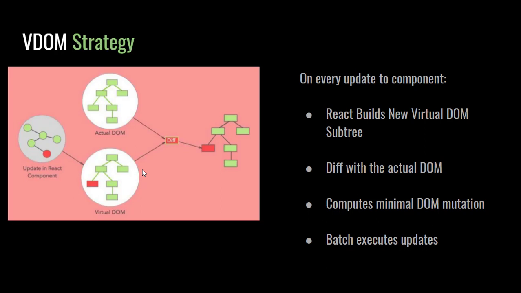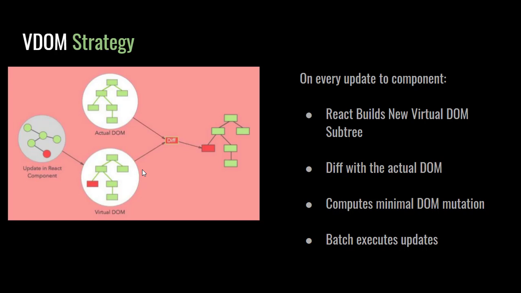So the strategy here is on. What we need to remember is that on every update to a component, React builds a new virtual DOM subtree. It does diffing with the actual DOM. It computes the minimal DOM mutation and then batch executes updates. So what that means is that it's not always going to update when you expect it to at that point in time. It tries to batch as many updates as it can and then refresh. Not that there's going to be a very big delay. You may not see it instantly because it needs to be performant and try to be very efficient with its updates, right?